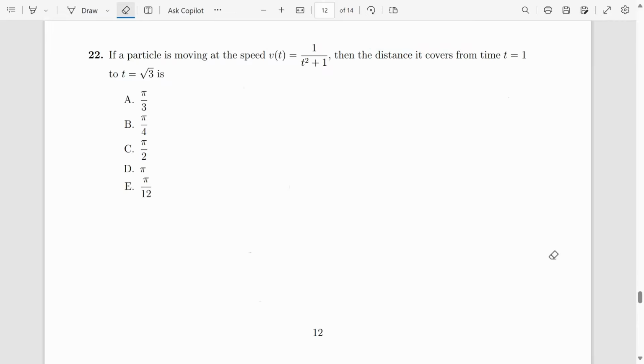So we're doing an antiderivative here, and what you might notice is the form of the function of v of t here, 1 over t squared plus 1.